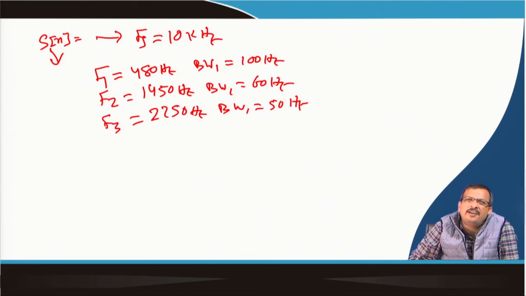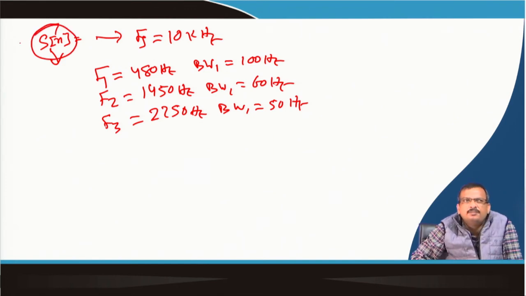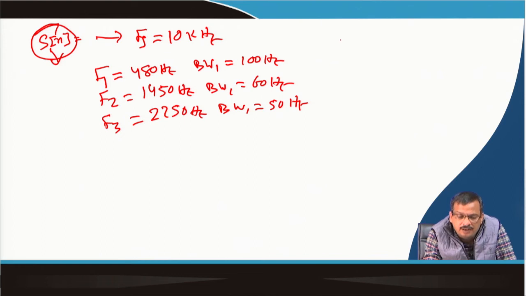How do I derive the transfer function of the vocal cords during the production of SN? That is my problem. So, how do I solve it? Very easy. As I said, theta is related to the formant frequency and R is related to the bandwidth.